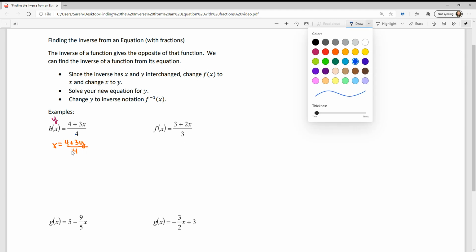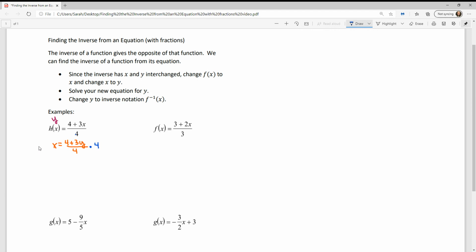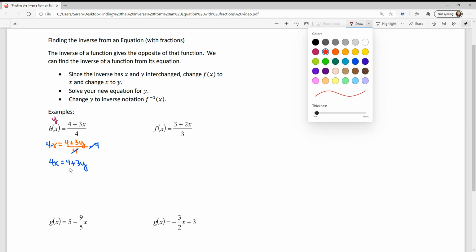So you may remember solving equations like this in the past. When you see something that looks like a big fraction, the way we undo that big fraction is we first multiply by the denominator, whatever the bottom number of the fraction is. So since I have a 4 down in the denominator, I'm going to multiply both sides by 4 to clear that fraction out. This side, 4 times x is just 4x. Divided by 4 and multiplied by 4 are opposites here, so I'm just left with the top of the fraction, 4 plus 3y.